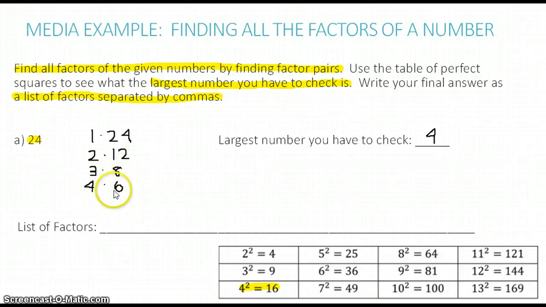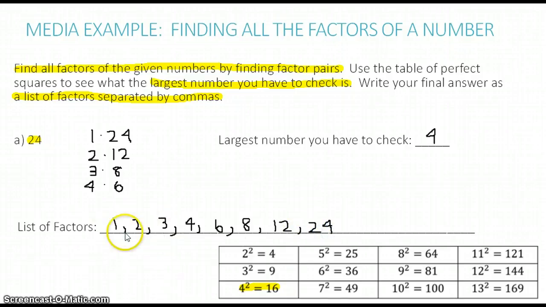So we found all of the factors, and now we're going to make a list. So what you want to do is make a list from smallest to largest. It keeps it in order, and you can do that by moving down the left column and then back up the right column. So 1, 2, 3, 4, 6, 8, 12, and 24. So these are all of the factors of 24. It has a lot of factors.